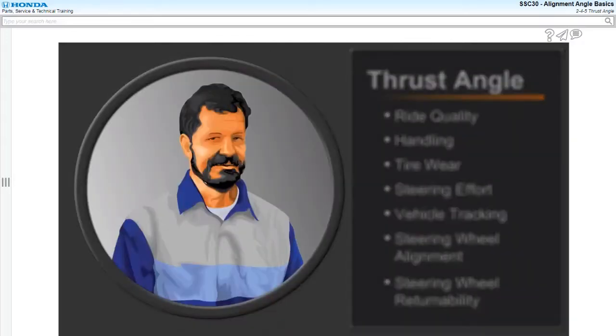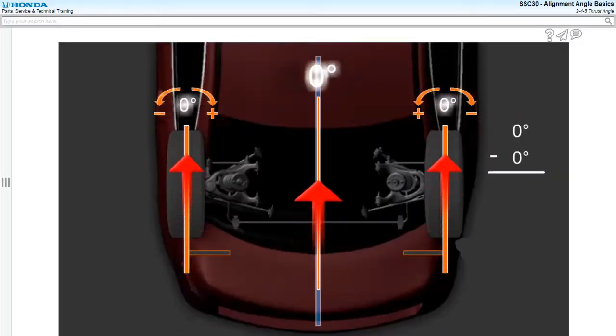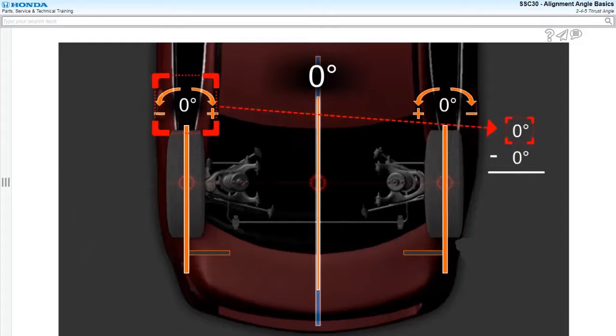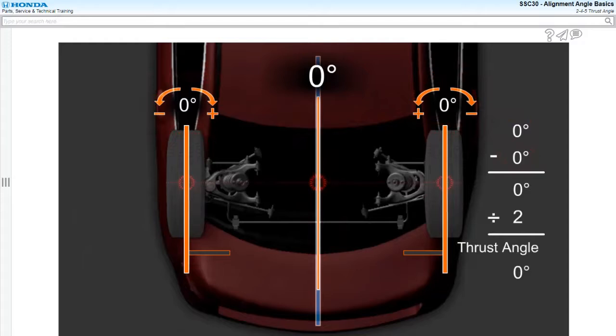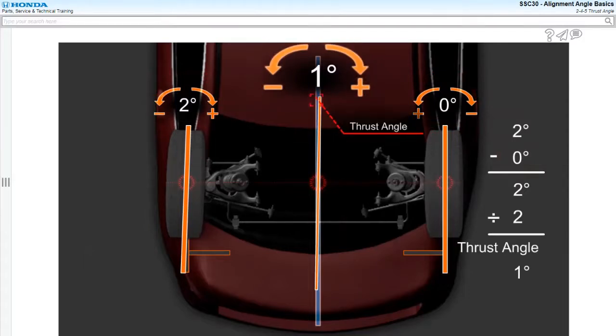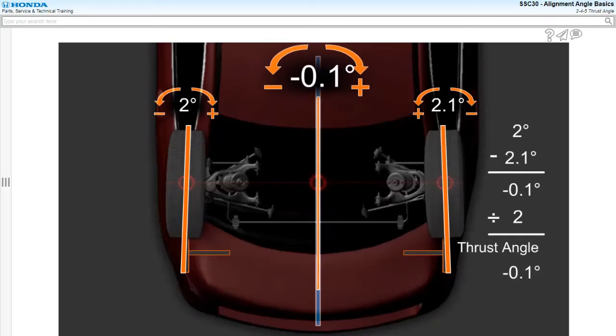Let's take a look at how the thrust angle is calculated. The thrust angle is found by taking the individual toe on the left side and subtracting the individual toe on the right, then dividing that number by 2. You can see here that if the left rear tire has 2 degrees of individual toe and the right rear tire has 0 degrees of individual toe, the thrust angle will be 1 degree. If the thrust line points to the right of the geometric center line, the thrust angle will be positive. If it points to the left of the geometric center line, the thrust angle will be negative.